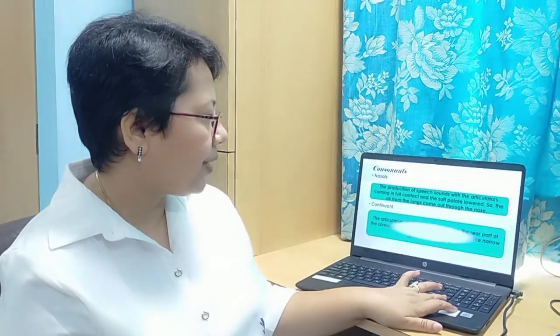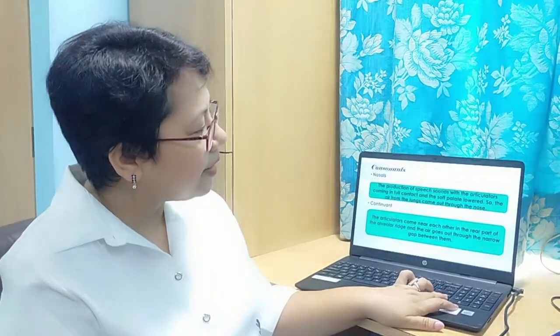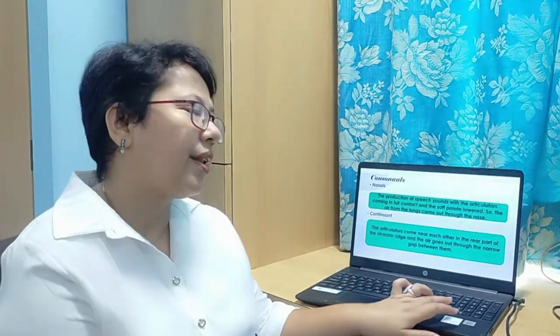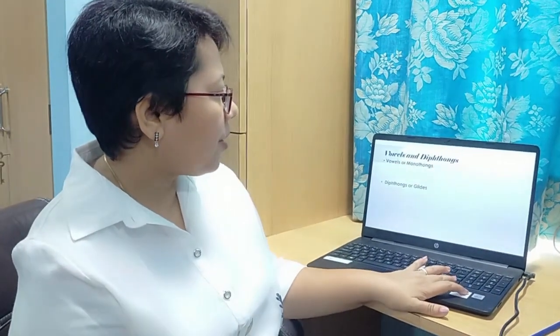So the next is the continuant. The articulators come near each other in the rear part of the alveolar ridge, and the air goes out through the narrow gap between them, like r, as in rose. So you can continuously say that sound, and hence it's known as a continuant. Moving on further, we are now coming to the vowels and diphthongs.